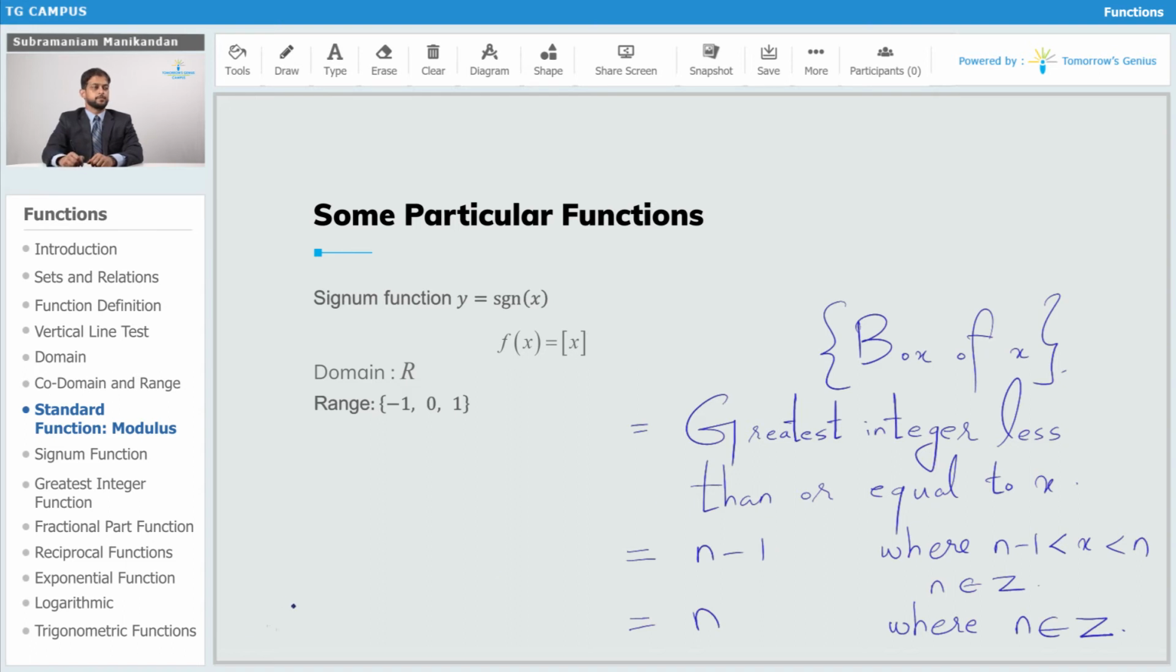For example, if we have x is equal to 2.5, then box x will be equal to 2. On the other hand, if we have x is equal to say minus 1.3, then box x is equal to minus 2, because minus 2 is less than minus 1, and minus 1.3 falls between minus 2 and minus 1. Similarly, 2.5 falls between 2 and 3, and therefore box of 2.5 is equal to just 2.